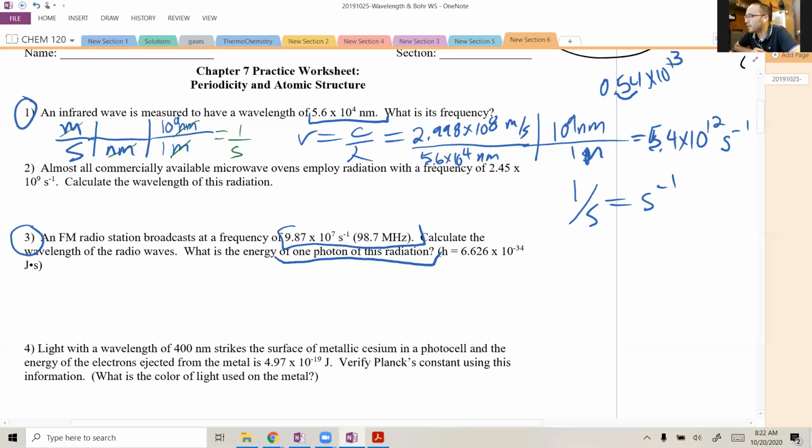All right. So we got our first answer in. Now, you want to double check your math there, because it looks like you have something that's different than what I have. Make sure that you're not just using 9.87, that you're using the 10 to the 7 as well, because it's the whole frequency. So it should be 9.87 times 10 to the 7 hertz.